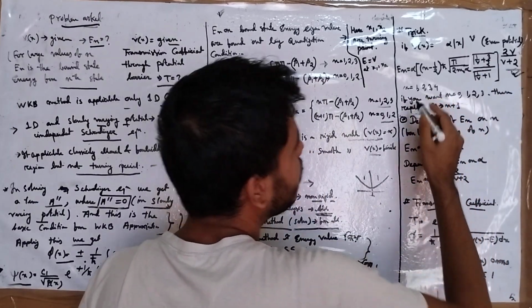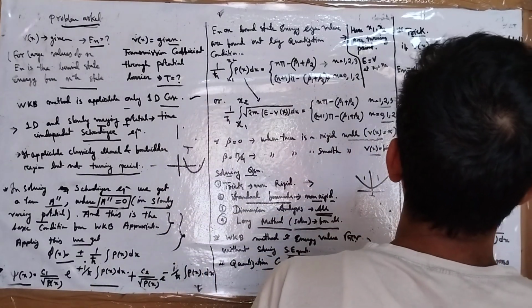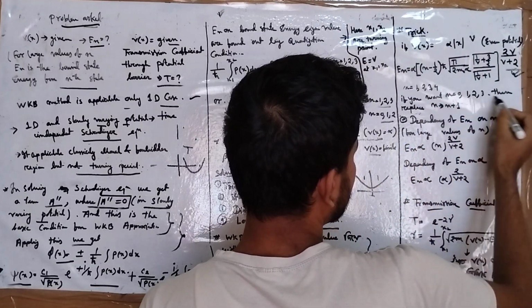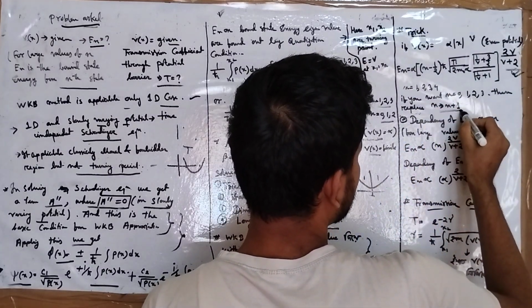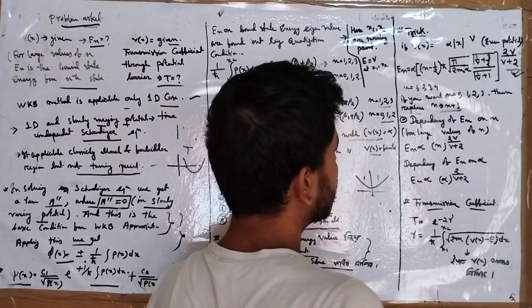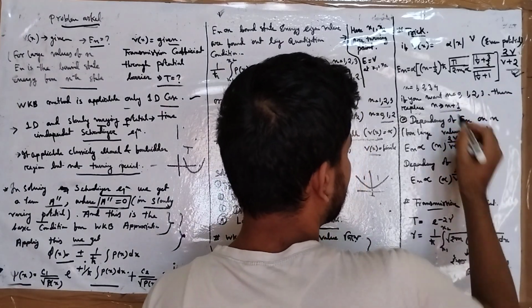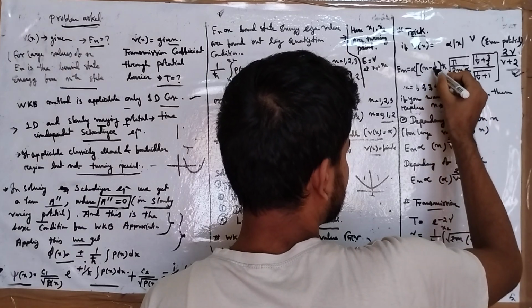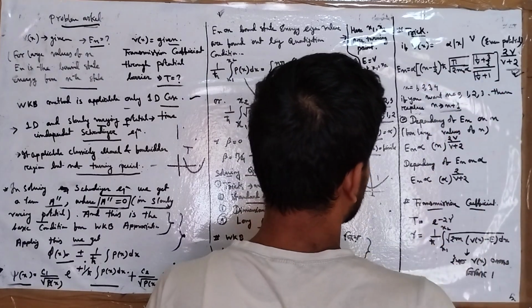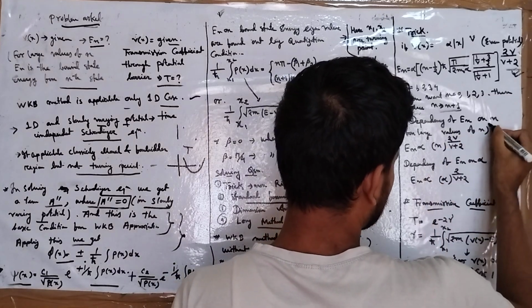And the n value will be 1, 2, 3, 4 in this case. If you want to take n from 0, then you have to replace n by n plus 1 here, then it becomes n plus half. Then the dependency of En on n.